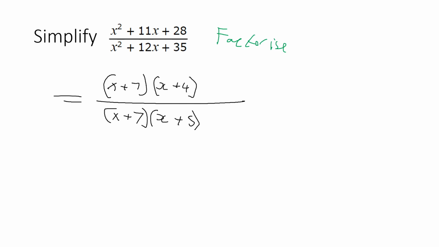Okay? So now you can clearly see that for both top and bottom, we are multiplying x plus 7, right? Which means that we can cancel out x plus 7 because it's on the top and on the bottom. And so we're left with the final answer of x plus 4 over x plus 5. Sorry, x plus 5.